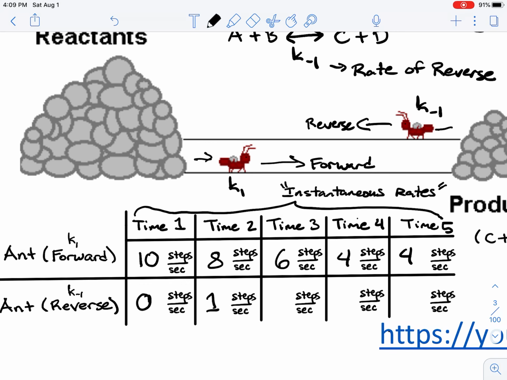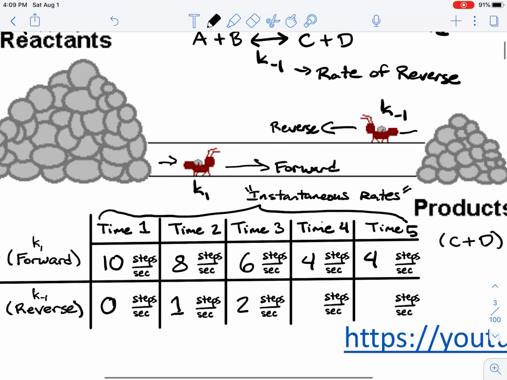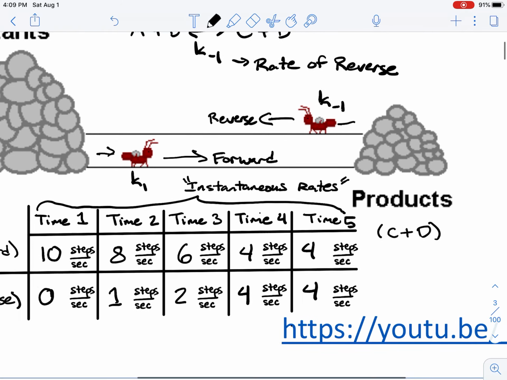So maybe 1 step per second. Then it kind of gets into the mood of things, if you will. And so maybe it starts going 2 steps per second at time 3. And then it's going to try to move faster just because it still has a lot of rocks to carry back. And so maybe at time 4, it's going to be 4 steps per second. And time 5, it's going to be 4 steps per second.